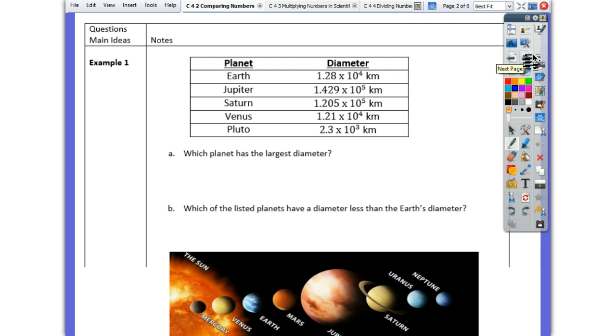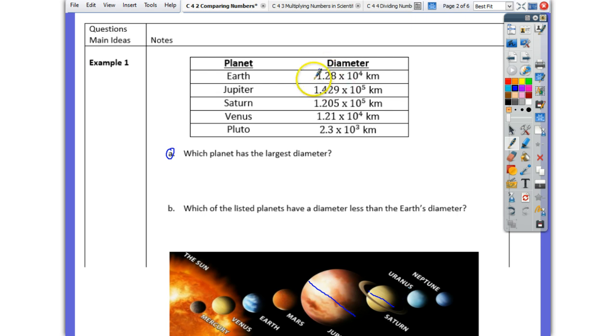Now yesterday when we talked in 4.1, we brought up this instance where in science you see this a lot of times. You see the scientific notation in your science notebook. When looking at this, it asks, which planet has the largest diameter? Here are the different planets, and here's the diameter. The diameter is with the cross. Which one has the largest diameter?